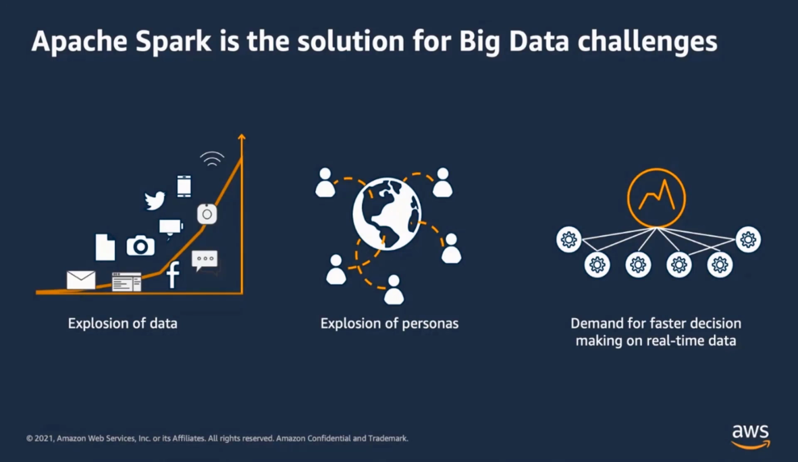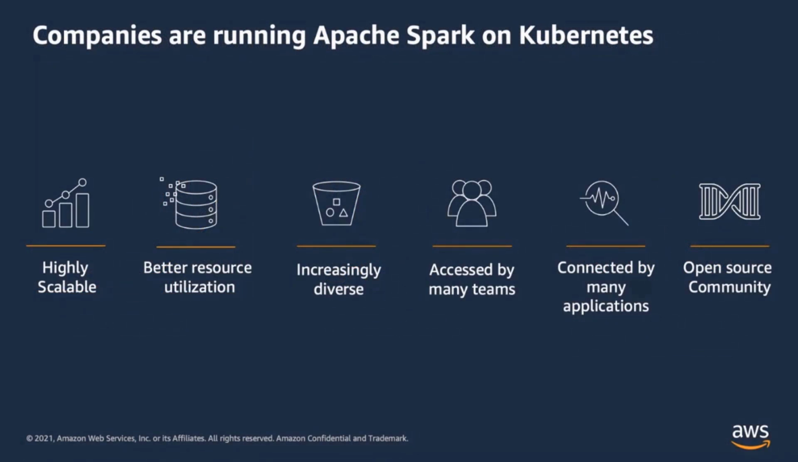On top of those, we have seen Apache Spark becoming more and more popular, and a lot of companies are using Apache Spark as a de facto big data engine to solve those challenges. And on top of that, we also see many companies are running Apache Spark on Kubernetes, and there are many reasons leading to that decision.